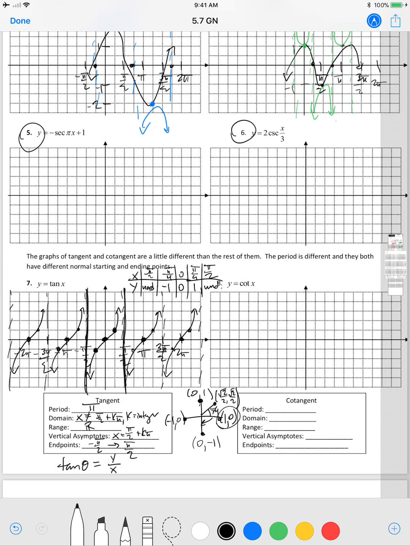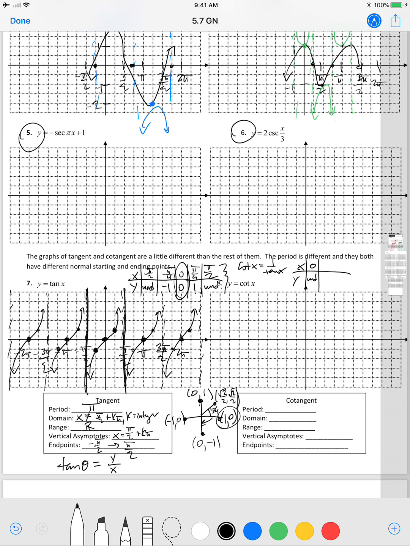Cotangent is very similar. How can I best explain this? If we take this table that we just made for tangent and change it for cotangent, remember cotangent is 1 over the tangent function. So I actually think it's best to start at 0 here. And when I have 1 over 0, so if I'm looking at this column right here, 1 over 0 from tangent is undefined.